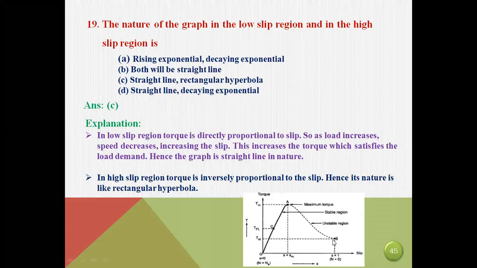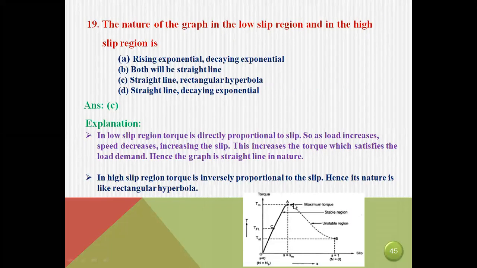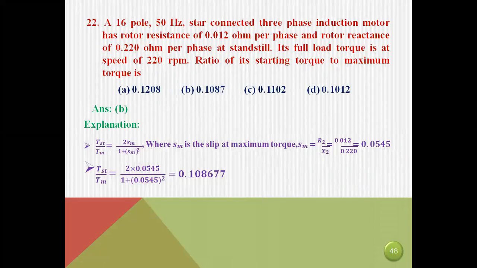You can see here, if we are using that as a motoring region, here you will get S equal to 0 or S equal to 1. So we can say for the motoring region, slip will be in between 0 and 1. And for the generating region, slip will be less than 0. And for the braking region, slip will be greater than 1. Now we can solve one numerical.